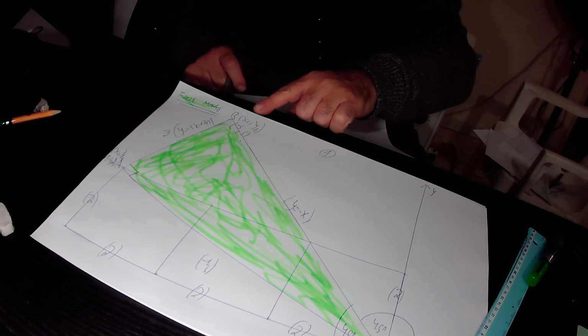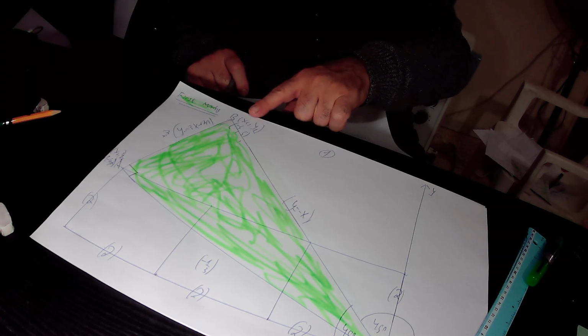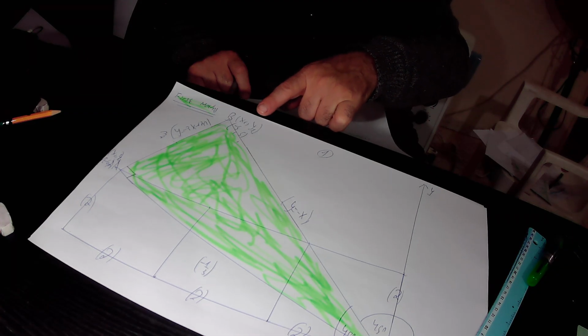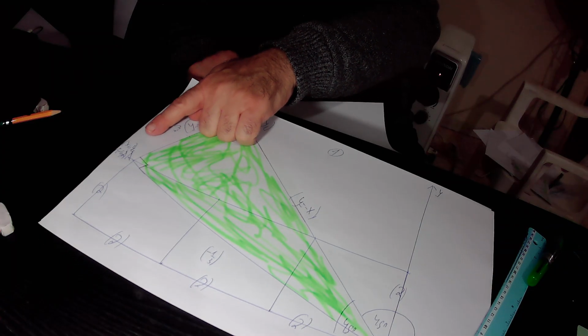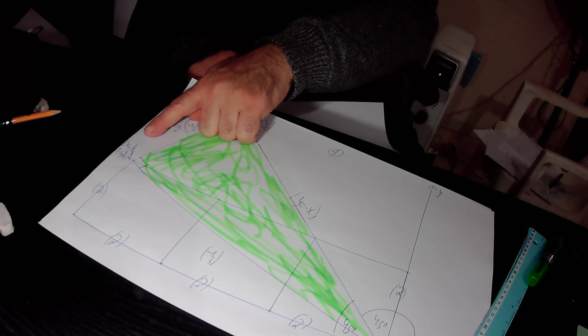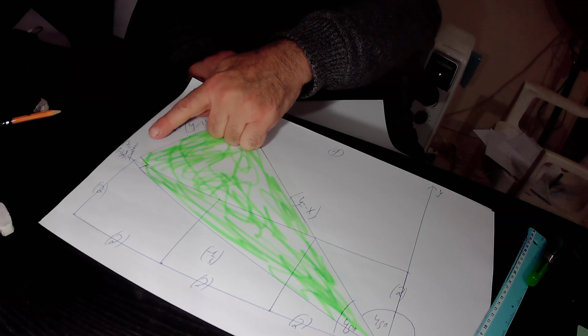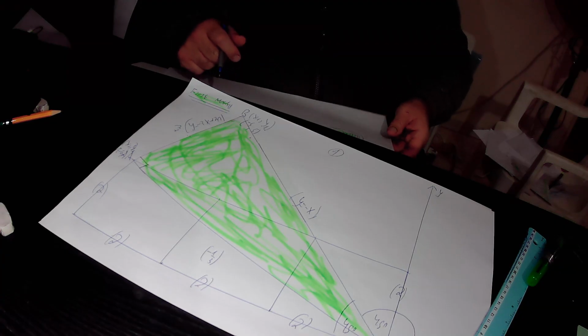Here we have, so we define the coordinate x of this point B as x2, and x2 equals minus 5, and the coordinate y is y2, and y2 equals 5. Likewise, we define the coordinate x of point A as x1, and the coordinate y of point A is y1.